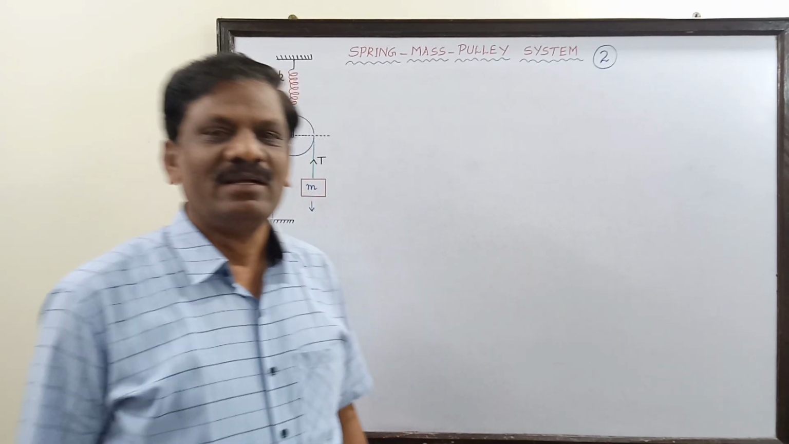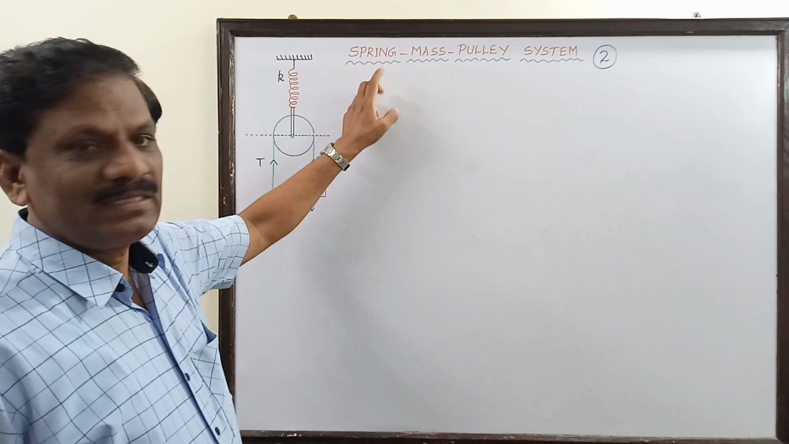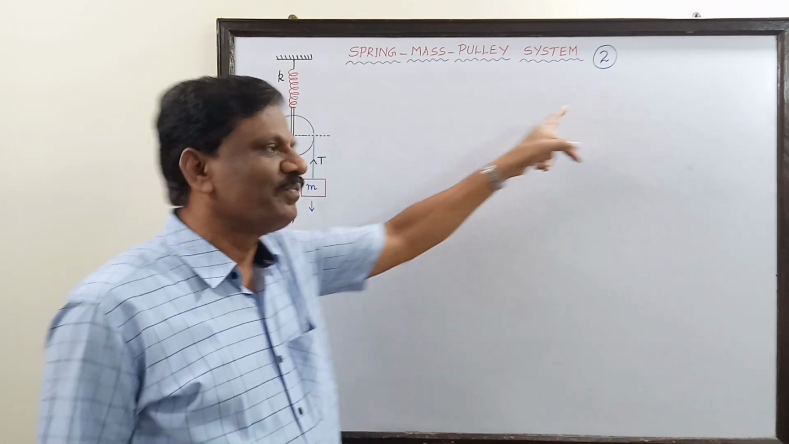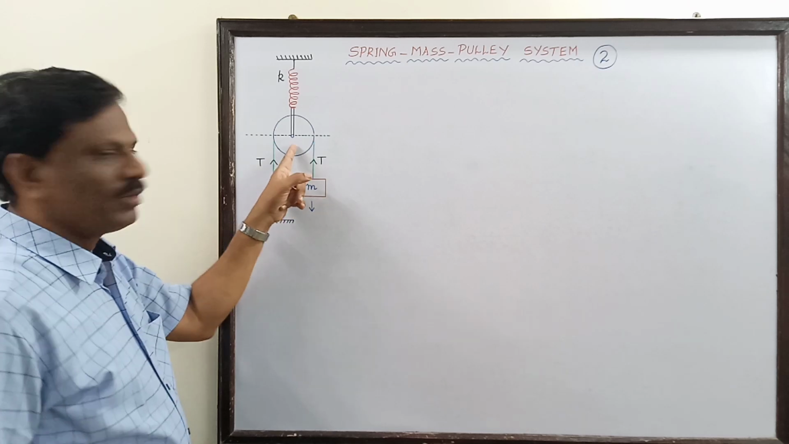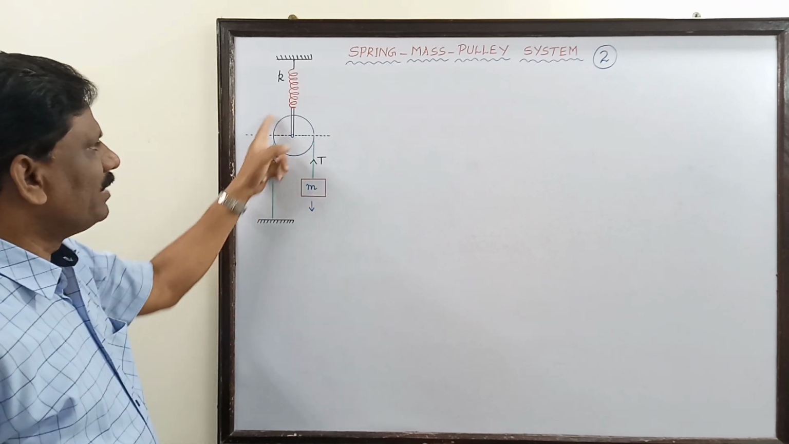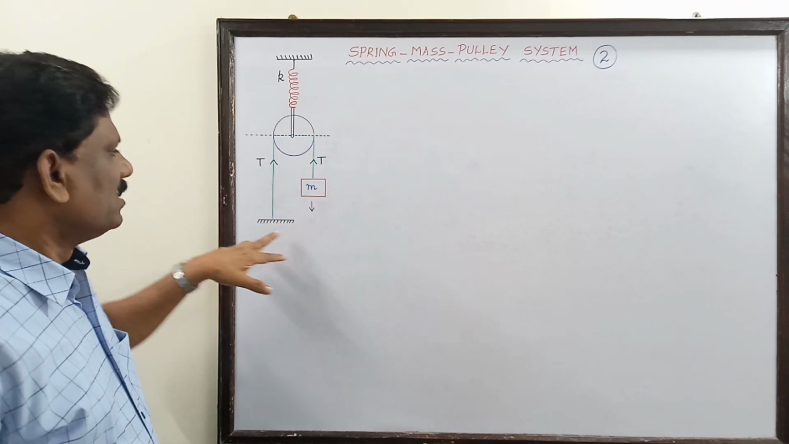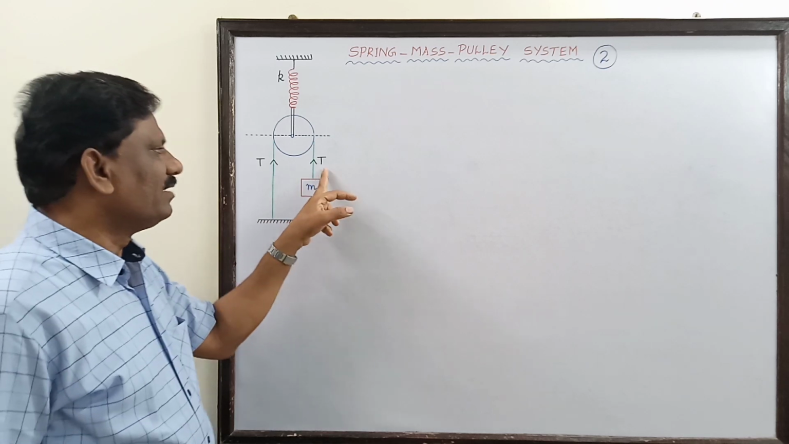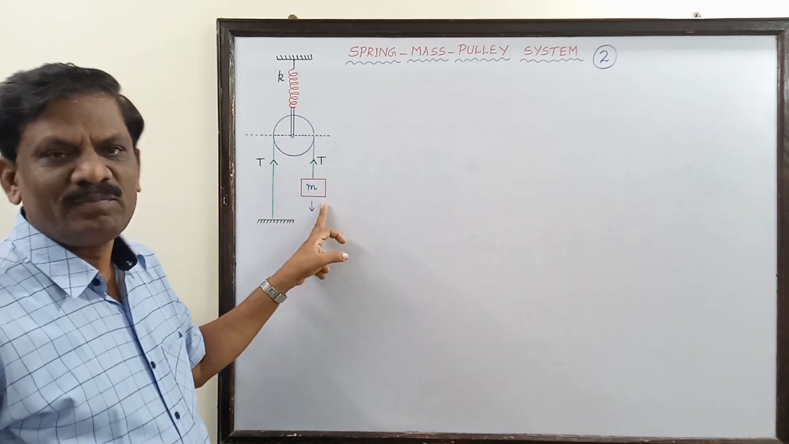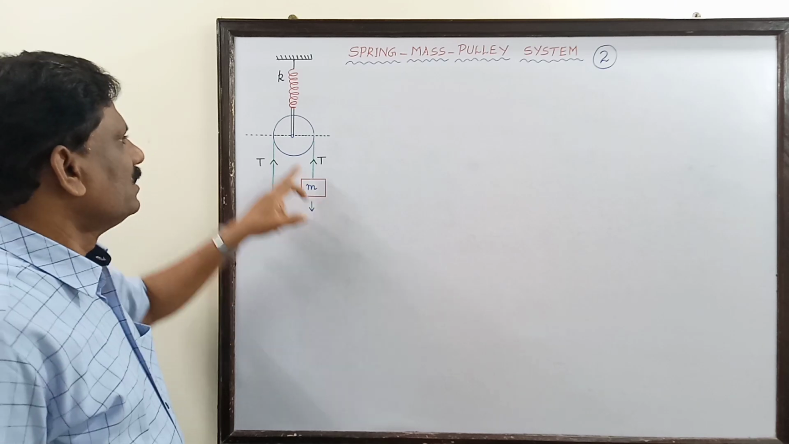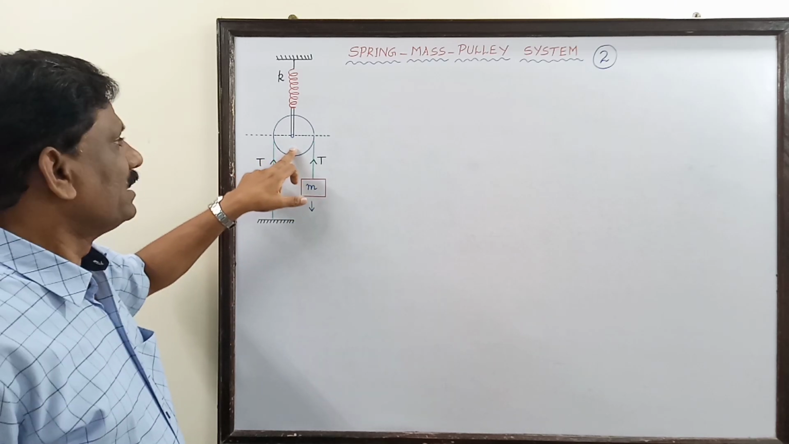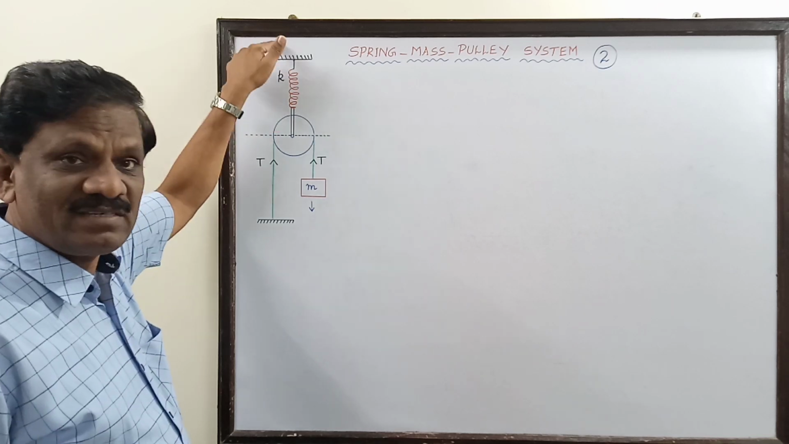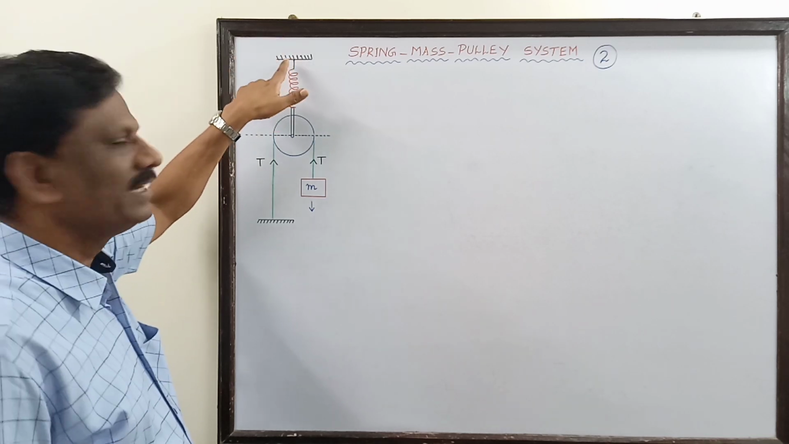Hi students, now we are going to discuss the spring mass pulley system by taking another example, number 2. So here is the pulley. A string is passed over the pulley. One end of the string is fixed at the bottom and the other end of the string is supported by a mass M. Now the pulley is not directly fixed. It is connected to a spring and that spring is fixed at a rigid support in the ceiling.